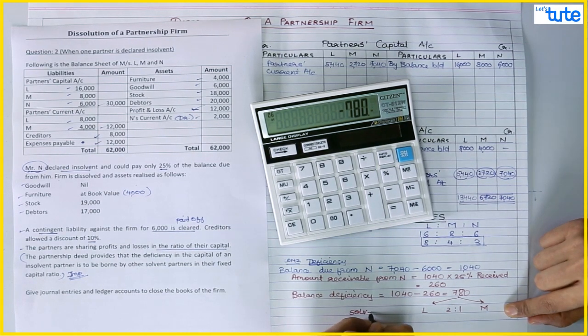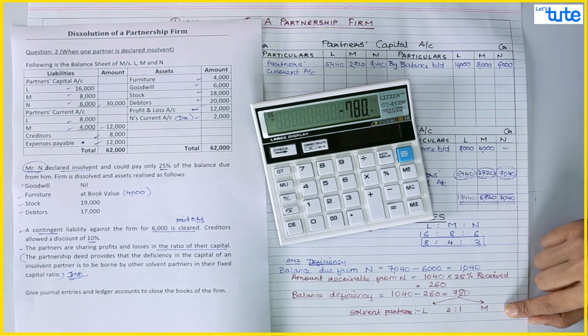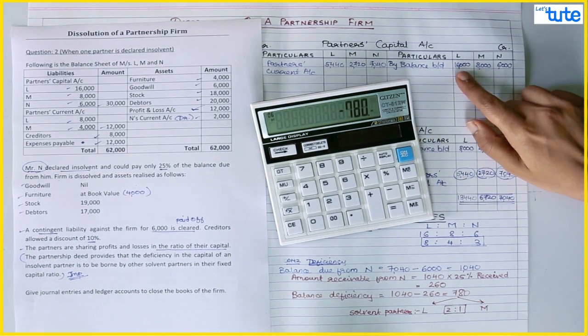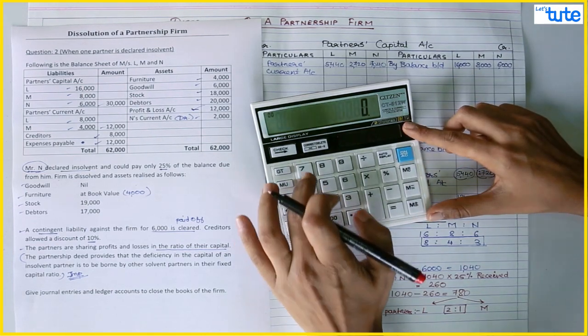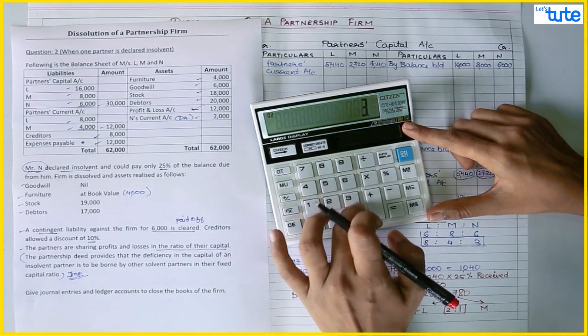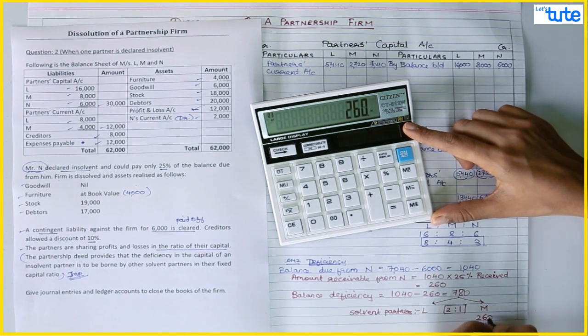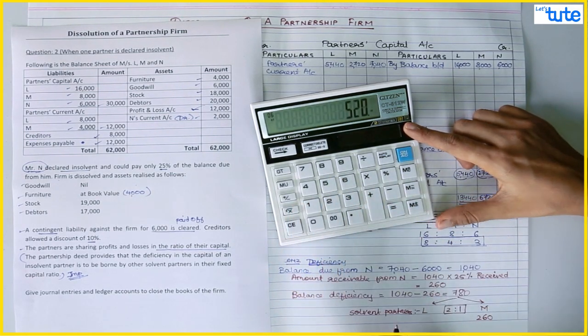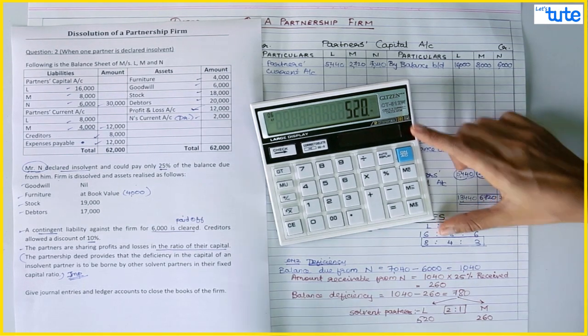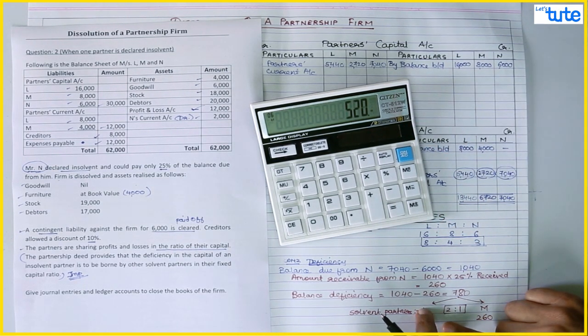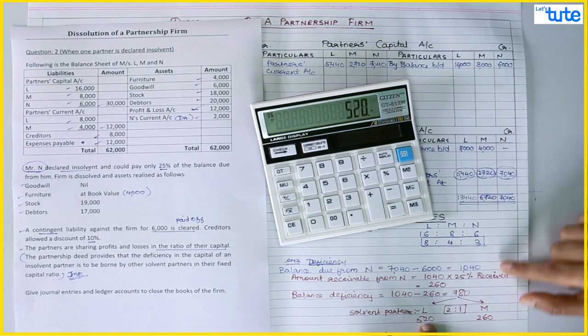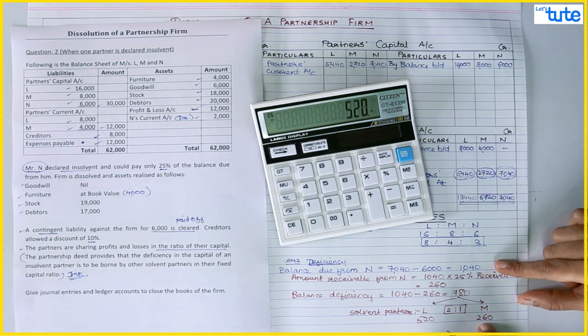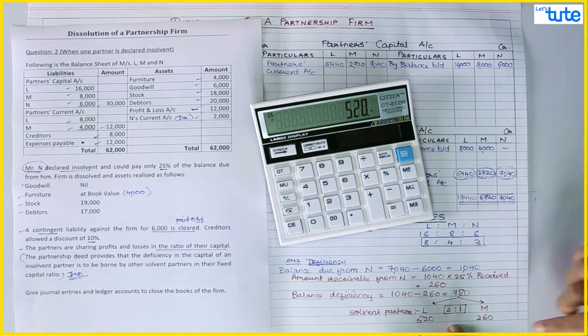These are your solvent partners, that is L and M, and it is to be borne in the fixed capital ratio, which is 2:1. 16,000 is to 8,000. So now when we divide 780 by 3, that is 260 from M, and into 2, that is 520 from L. L will bear the deficiency of 520 and the deficiency to be borne by M is 260. So the balance amount which cannot be received from the insolvent partner is to be borne by solvent partners.